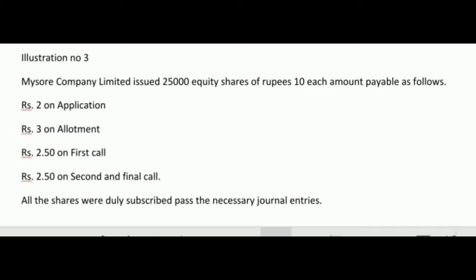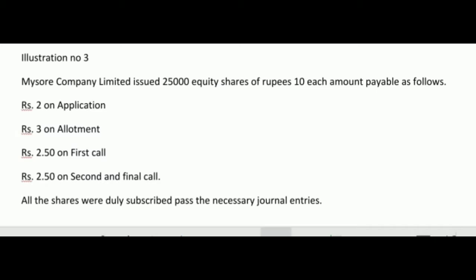Mysore Company Limited issued 25,000 equity shares of rupees 10 each. Amount payable as follows: rupees 2 on application, rupees 3 on allotment, rupees 2.50, that is 2 rupees 50 paise, on first call, rupees 2.50 on second and final call. All the shares were duly subscribed. Pass the necessary journal entries.